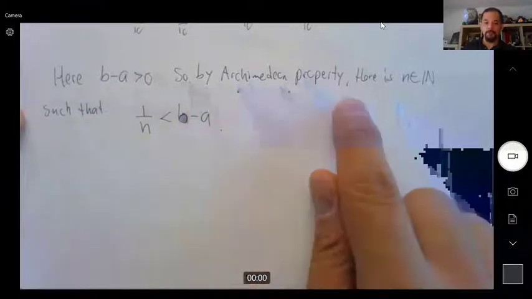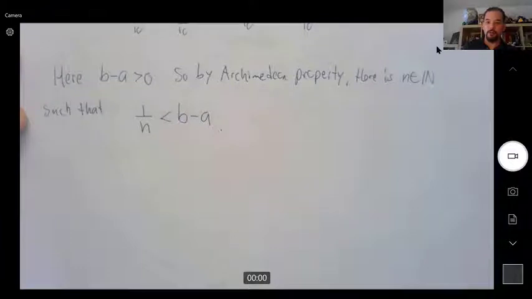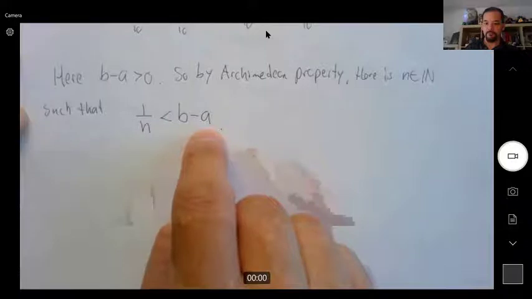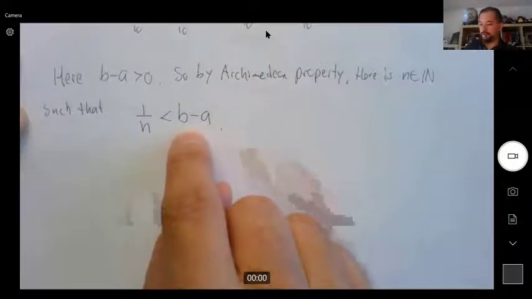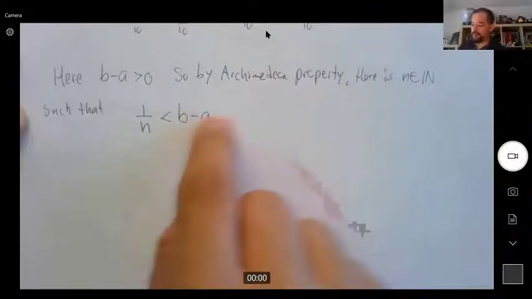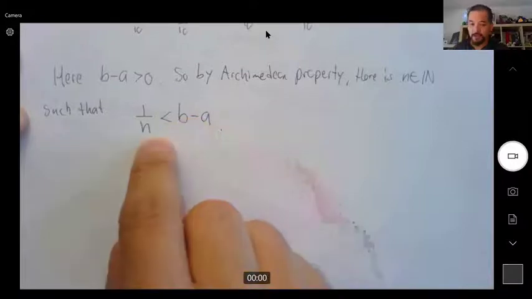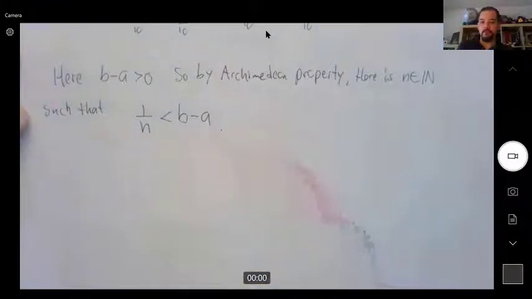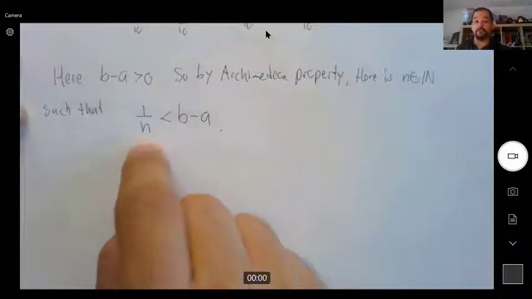And by the Archimedean property, we know that there is some number n that makes 1 over n as small as we want. In this case, this b minus a is some fixed number, and we can find an n so that 1 over n is as small as needed. All right, so we use this 1 over n. We're going to find the rational number that we want.